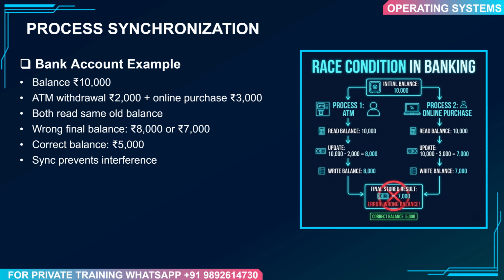Let us take a simple banking example. Suppose your bank account balance is 10,000 rupees. At the same moment, one process handles an ATM withdrawal of 2,000, while another process handles an online purchase of 3,000. Both processes read the same original balance before updating it. If they work without synchronization, one may save 8,000 while the other saves 7,000. The correct balance should be 5,000, but the final stored result may become wrong. This happens not because the computer is slow, but because both operations interfere with each other. Synchronization exists to prevent such mistakes.